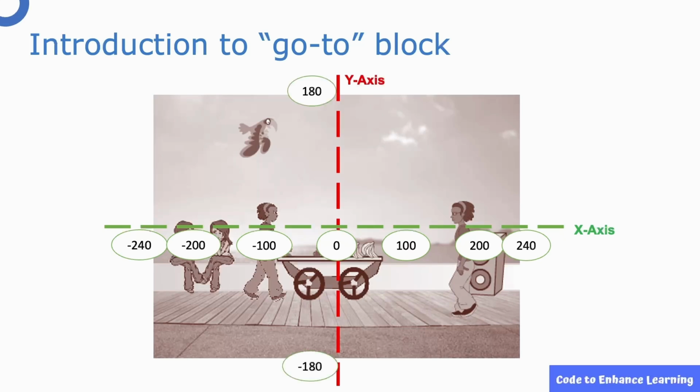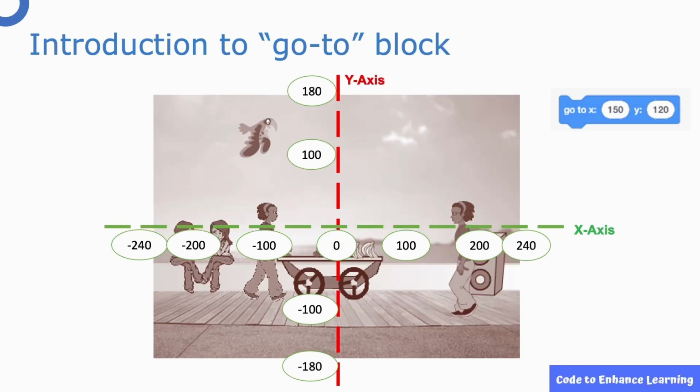Similarly, on the y-axis, the top and bottom values of the screen are 180 and minus 180. Now if we want to mark 100, it will be somewhere here. As you can see, the y values increase as we move to the top from 0 and decrease as we move to the bottom of 0. Now that we know the two axes, let us try to find some locations on the screen.